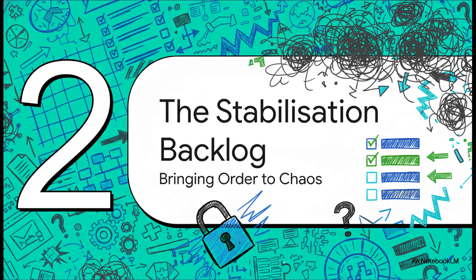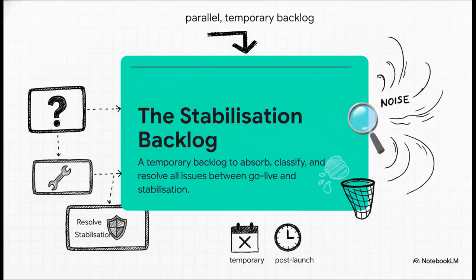Section 2, the stabilization backlog. This is the tool we're going to use to bring some serious order to all that chaos. So what is it exactly? Well, think of it like a parallel backlog. And the most important word here is temporary. Its only job, its entire reason for existing, is to catch, categorize, and fix every single issue that comes up from the moment you go live until things calm down. It's a dedicated bucket for all that post-launch noise.